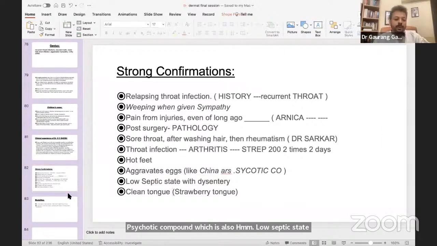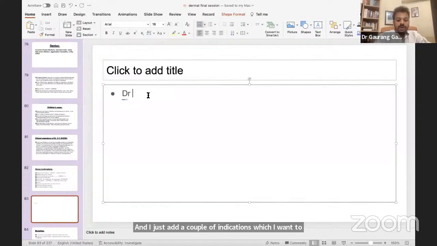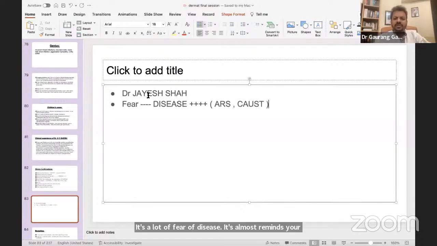And I'll just add a couple of indications which I want to share from another of my teachers, Dr. Jayesh Shah. He did some very interesting work with Streptococcinum. And one of the biggest patterns he saw is that there is a lot of fear of disease. Yeah? There's a lot of fear of disease, which almost reminds you of remedies like Arsenicum, like Causticum. Yeah, this is a very important part of Streptococcinum.